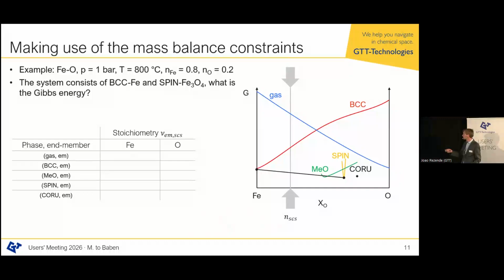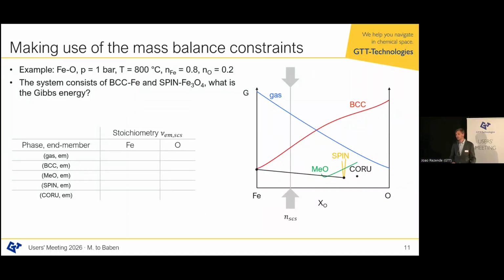I have now simply added here the information that we have 0.8 mole of iron, 0.2 mole of oxygen. I was too lazy to write mole. Sorry for that. And I have now introduced a new constraint. I've introduced the constraint that the system consists only of BCC iron and a spinel Fe3O4. Okay, so what I'm looking for is this new Gibbs energy tangent line that is down here, ignoring that there is an MEO phase, but only taking into account the spinel and the BCC phase. And we can calculate that.